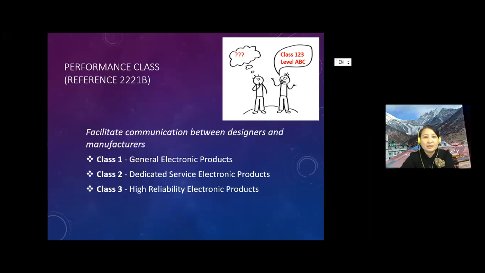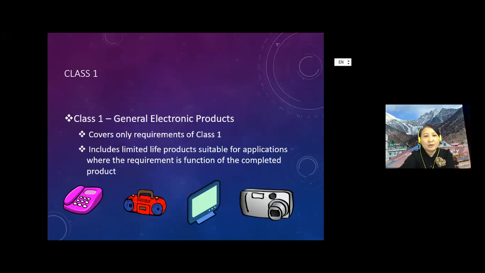So the main reason why we have these different classes is because of communication, right? Because we want to make sure that everyone is sure and confident of what you are talking about, so there's no miscommunication between designers and manufacturers. So class 1 just means that you have all your consumer products, and you can see that they are relatively simple. Function is probably the main requirement that you can have for class 1. So if the completed product works, then it's fine.